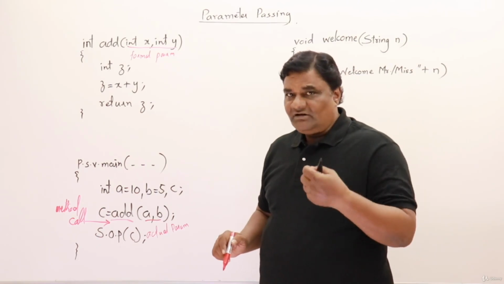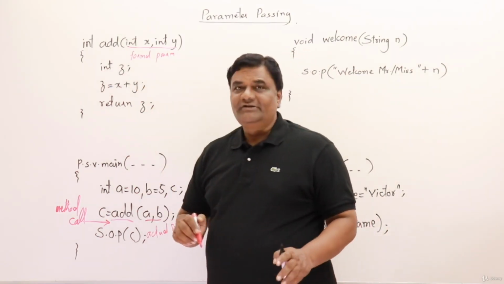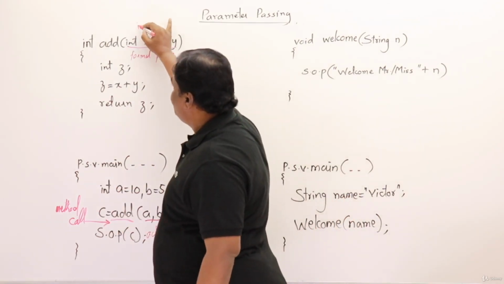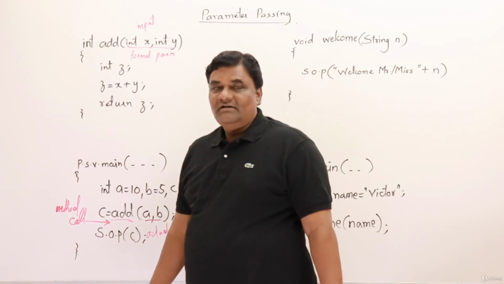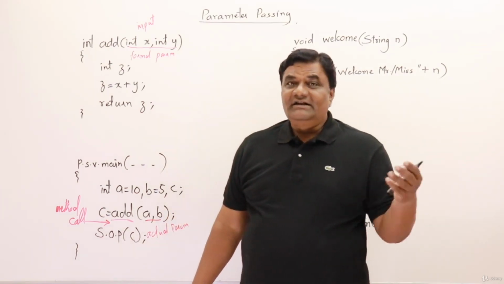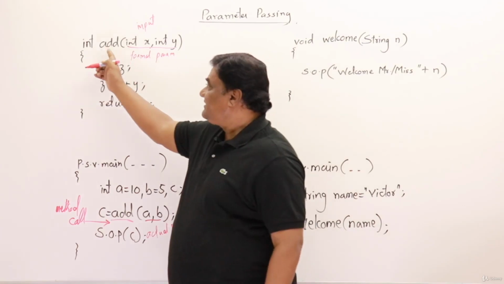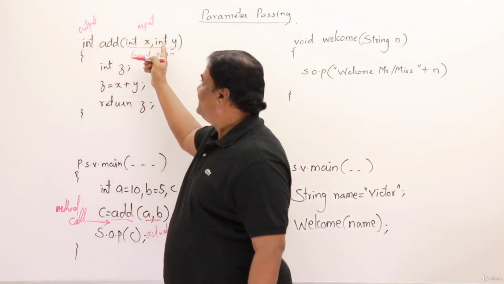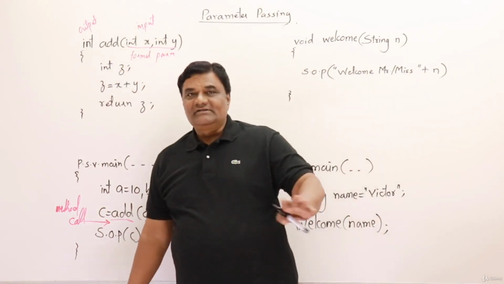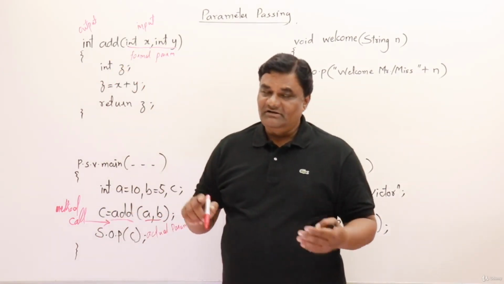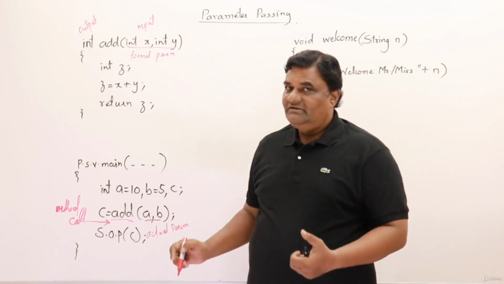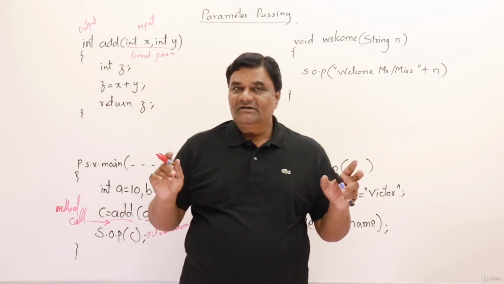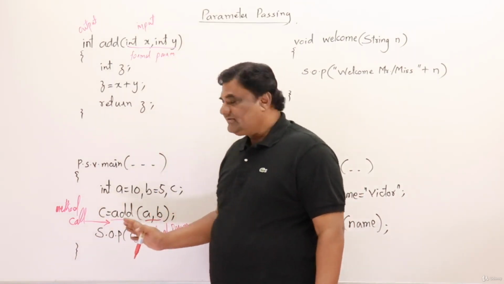Then there is one more term used here. This add method is going to add two numbers, so it needs input. These parameters are nothing but input to a method. Then after getting the result, it will return the result. This is the return type, and it is also called the output of a method. So this is input and that is output. These are the terms: calling method or caller method, called method, actual parameters and formal parameters. Now we will learn how parameters are passed.